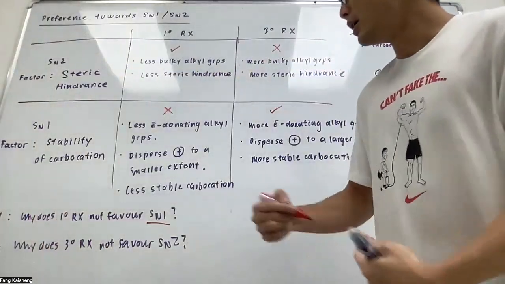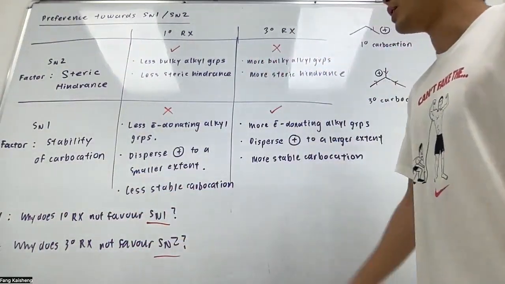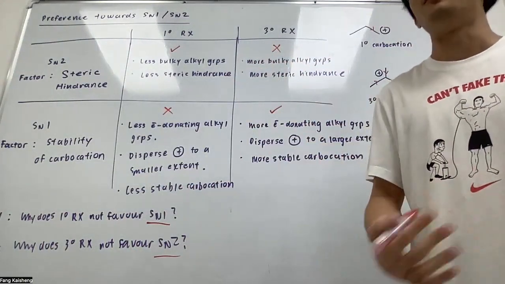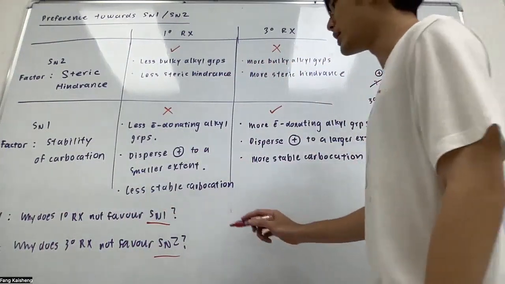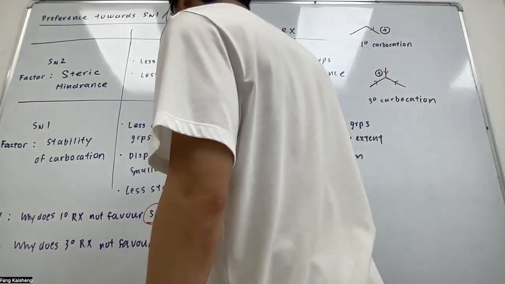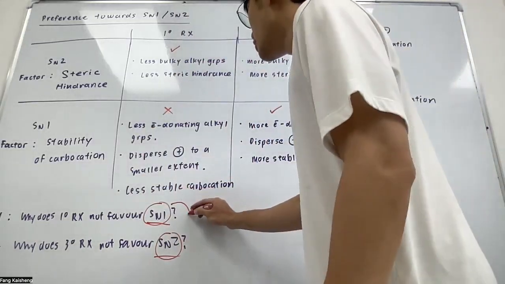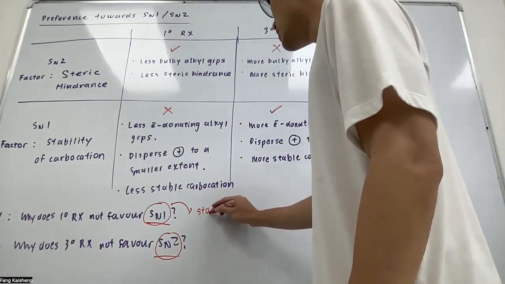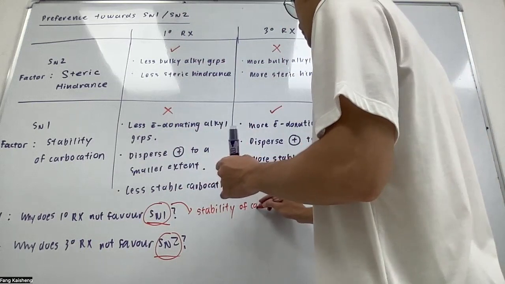So over here, why does tertiary halogen alkane not favor SN2? Can you tell me, oh, it's because it prefers SN1 instead? No, cannot. Now it looks obvious here, but how do you not fall into this trap? I need you to circle SN1 and SN2. If the question prints SN1, I need you to talk about what factor? Yes, stability. Do not mention an ounce of steric hindrance in your answer.